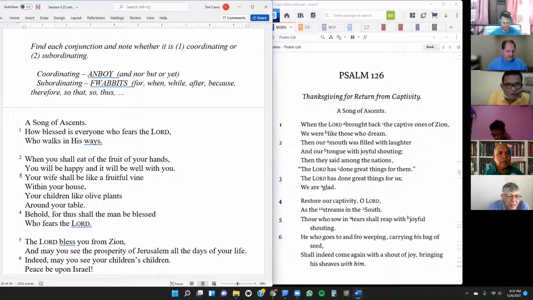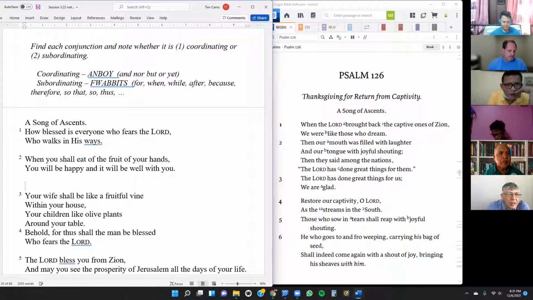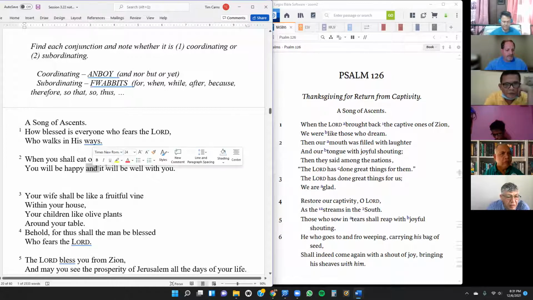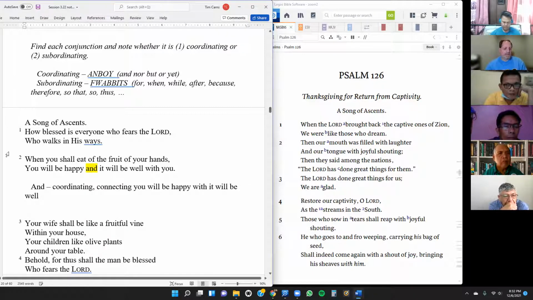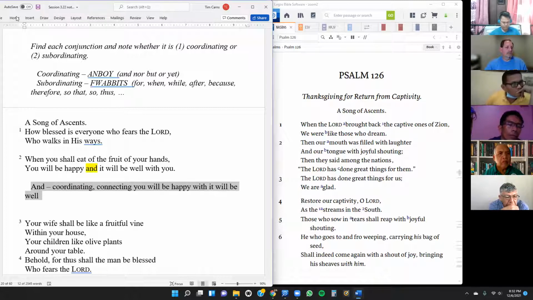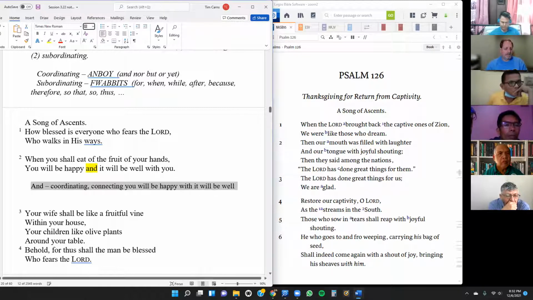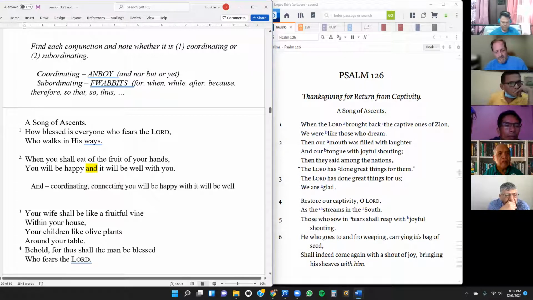How about verse 2? None also. All right. When you shall... and. We have an "and." Okay, right, there's an "and." And is a coordinating conjunction. Yes. So it's connecting "you will be happy" with "it will be well." Remember, coordinating connects two grammatically equal words, clauses, or phrases. And here it's connecting two independent clauses.